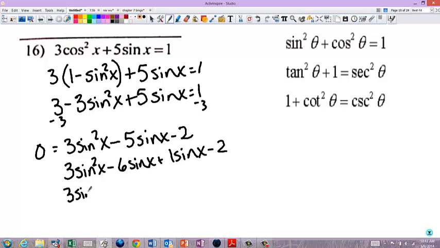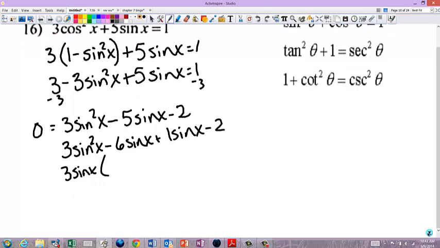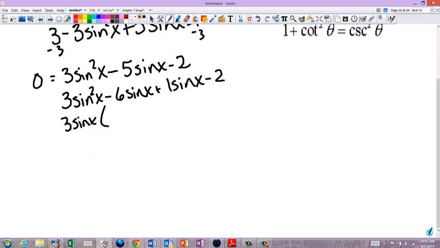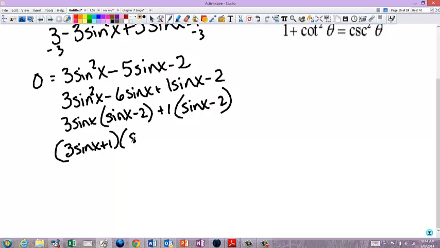3 sine minus 2, plus 1 sine minus 2. So I've got basically 3 sine plus 1. Sorry, I want to skip steps. So sine of x equals negative 1/3 and sine of x equals 2.